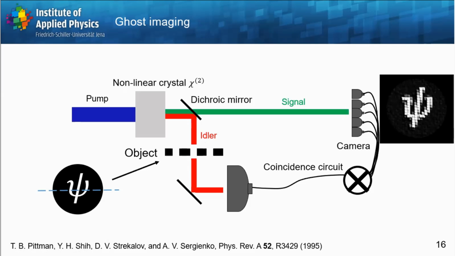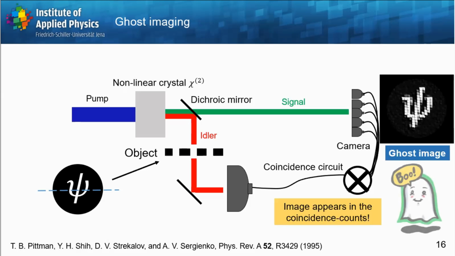As you see, the signal that never interacted with the object is in the path where I put the camera. And this was published many years ago, in 1995. There are tons of papers about ghost imaging, and there are still many things that we don't know about it. That's, of course, part of my research as well. And yes, the image appears in the coincidence count.